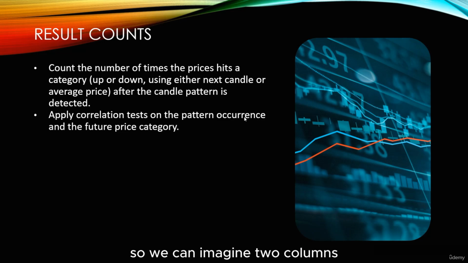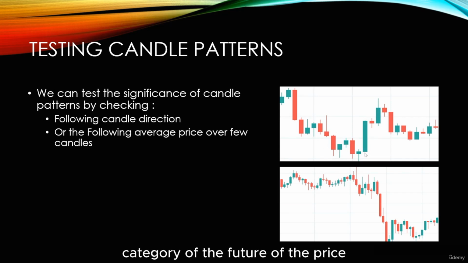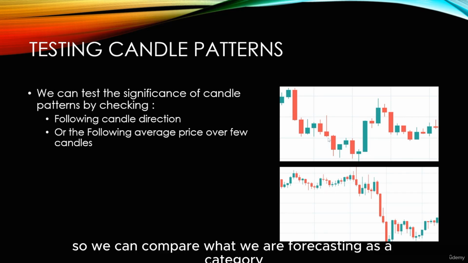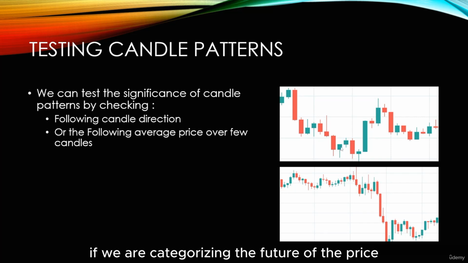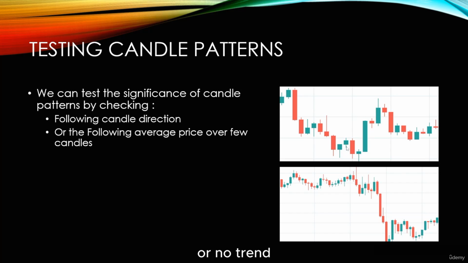This is something we already mentioned. So we can imagine two columns. One column is our signal. If it's a bearish rejection candle, then our signal is -1. If it's a bullish rejection candle, then we consider a signal of +1, for example. So that's our first column of data. And the second column of data is the real category of the future of the price. So we can compare what we are forecasting as a category and the future of the price, either a numerical value or a categorical value if we are categorizing the future of the price: uptrend, downtrend, or no trend.